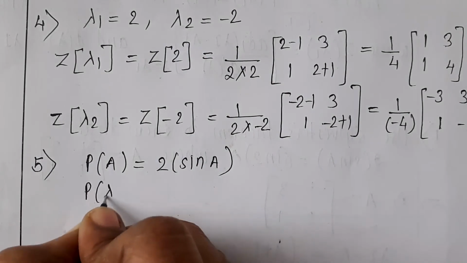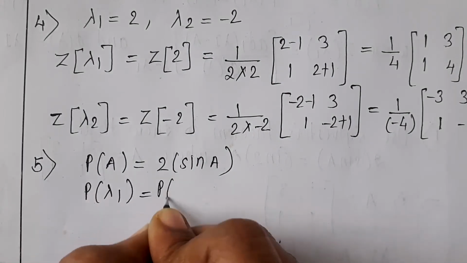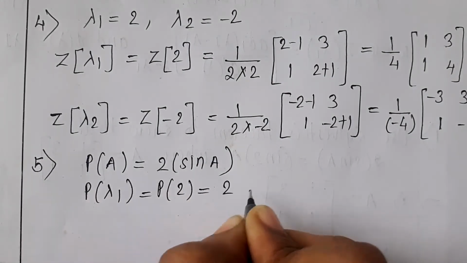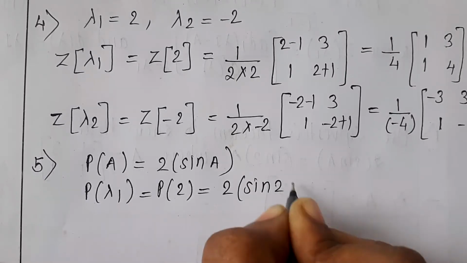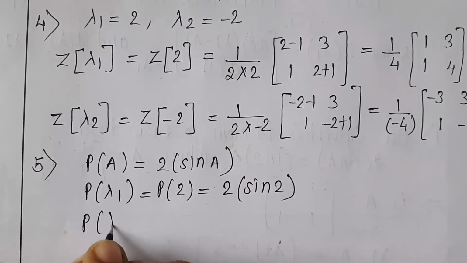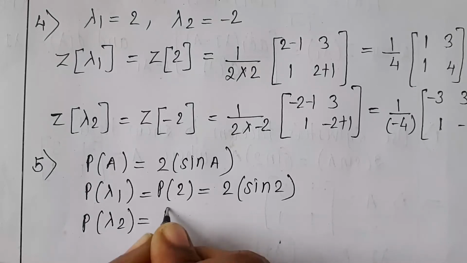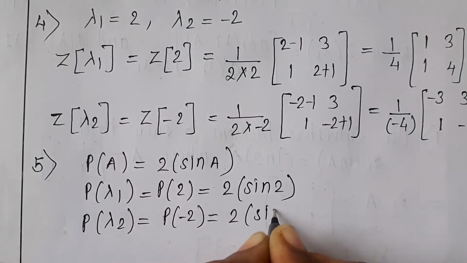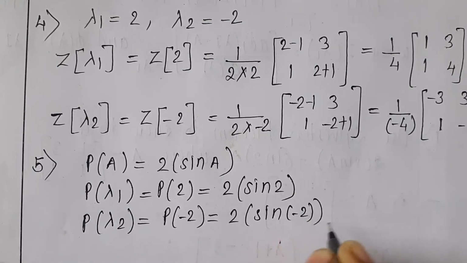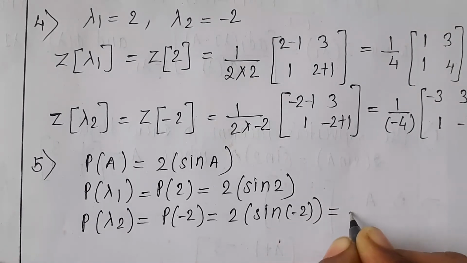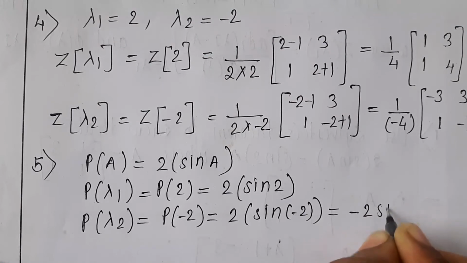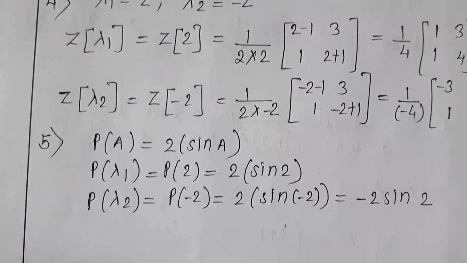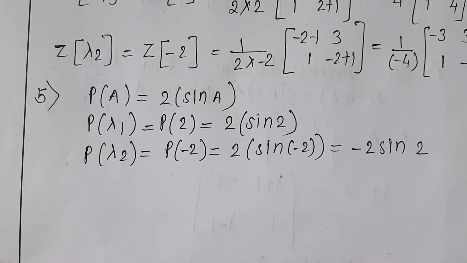Now P of lambda 1, which is P of 2, is equal to 2 into sin 2. Next, P of lambda 2, which is P of minus 2, is 2 multiplied by sine of minus 2. What is sine of minus theta? It is minus sine theta. So it is minus 2 sin 2. So we obtain P of lambda 1 and P of lambda 2.